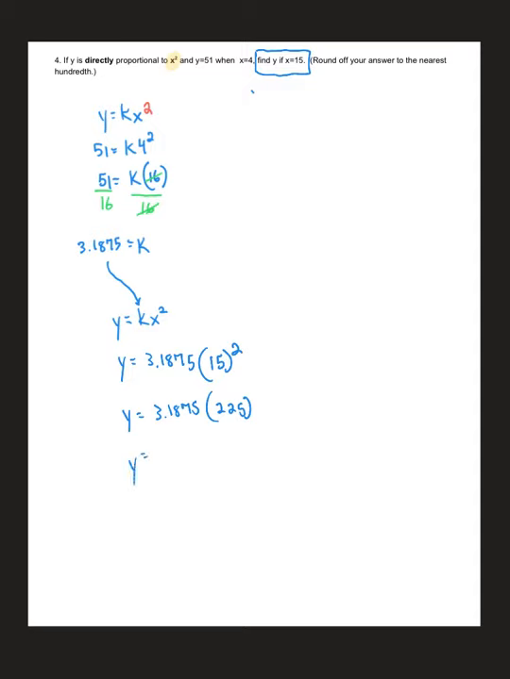And we end up with y equals 717.1875. And here at the end is where we want to make sure to round to the nearest hundredth. So underline the 8, look at the number to its right, and if that number is 5 or more, we're going to round that 8 up. So y equals 717.19.